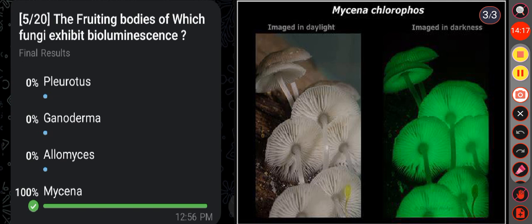Okay. Then see the other option, that is Pleurotus. Bioluminescence is not a characteristic of this genus, and this genus is known for its edible fruiting bodies and other beneficial properties, not for emitting light. Okay. Then in option B, that is Ganoderma, it is a genus of mushroom known for its medicinal properties, not for bioluminescence. Then in option C, that is Allomyces. Allomyces is a genus of fungi known for its unique life cycle and reproductive strategy, but it is not known for bioluminescence. Okay. So the fruiting bodies of Mycena fungi exhibit bioluminescence.